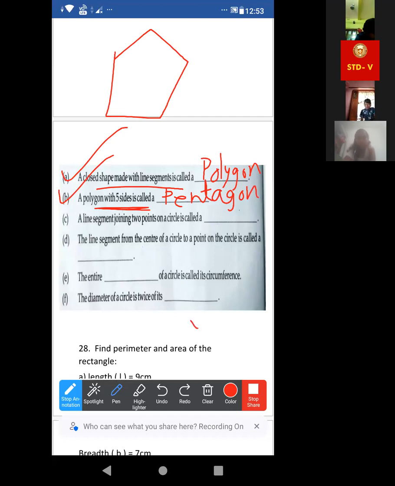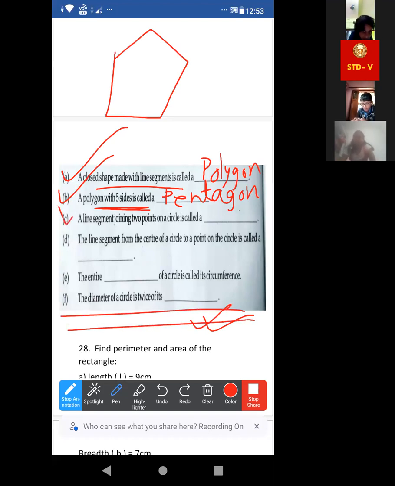After completing up to this, I'll tell you if there are 6 line segments, a polygon with 6 line segments, then hexagon, 7 heptagon, that portion I'll complete. You will write in your copy. At first, complete this fill in the blanks part.